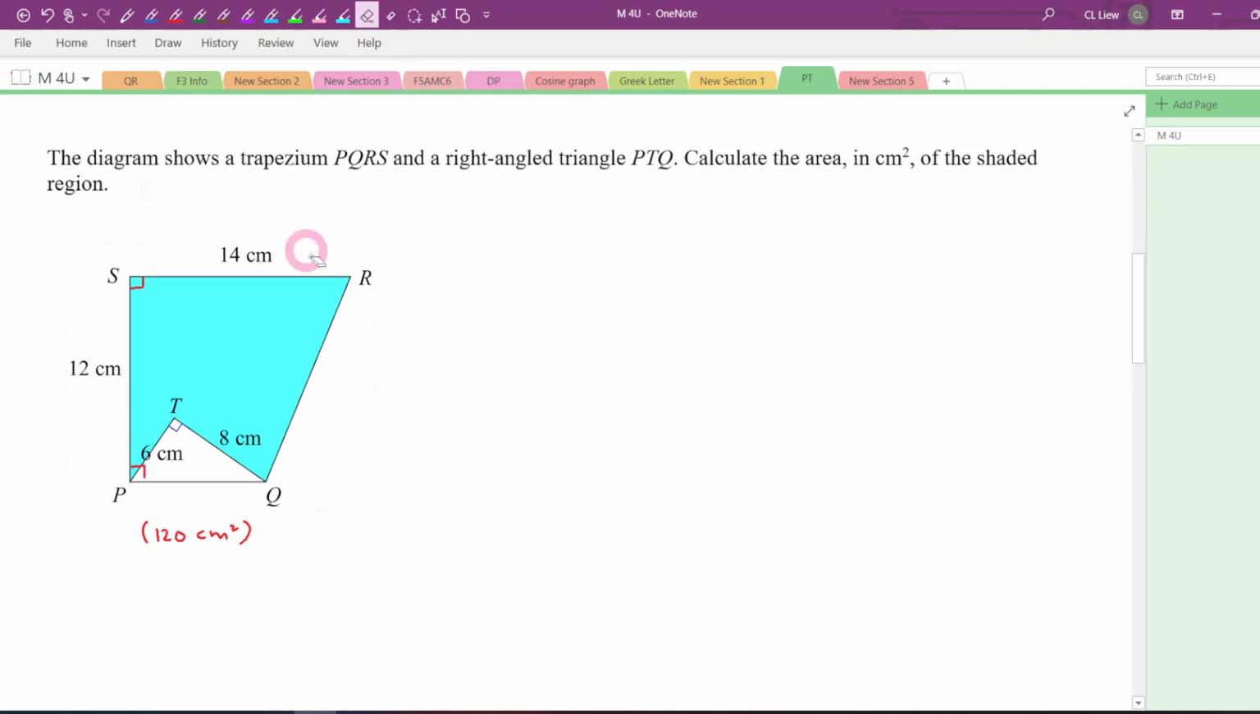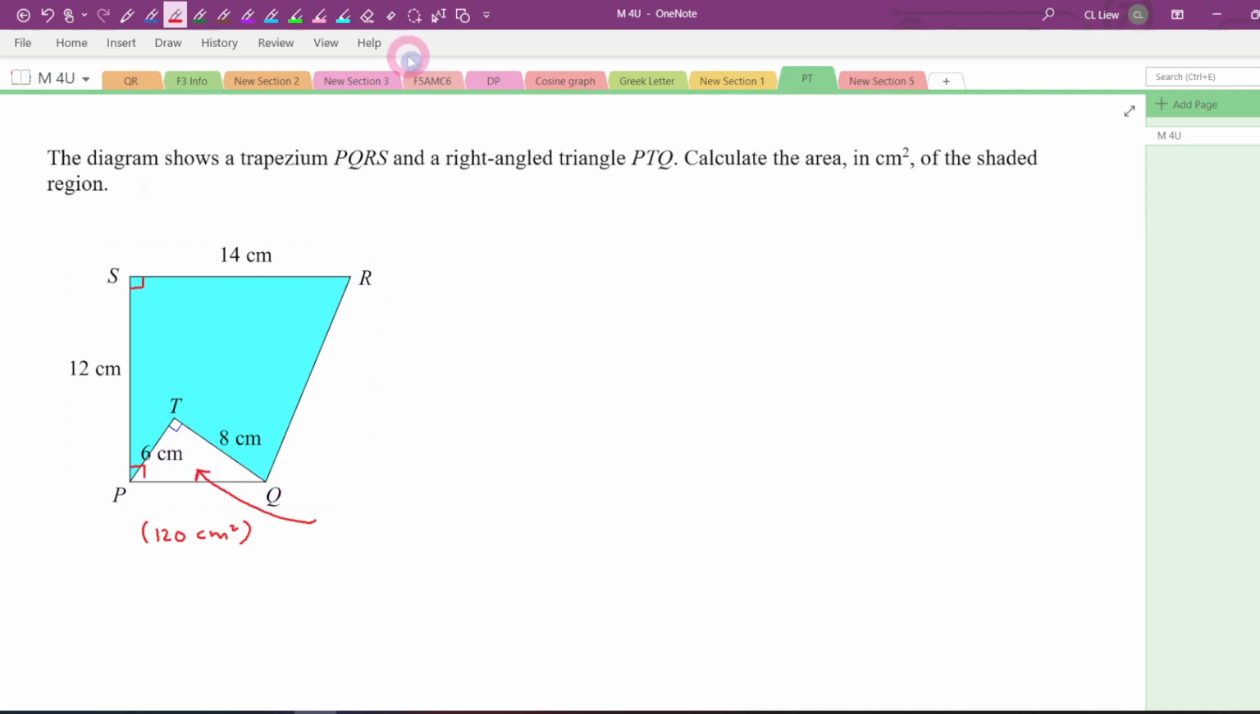Okay, now to find the area of the shaded region, I think the majority of students know that we find the area of this whole trapezium and then we minus the area of this right angle triangle, right? So how do we find the area of a right angle triangle? I think it should be no problem. 1 over 2 times the base length times the perpendicular height. So now we have no problem finding the area of this right angle triangle because this is the base length, this is the perpendicular height. So we just take 1 over 2 times 6 times 8. Okay, but how do we find the area of this trapezium?